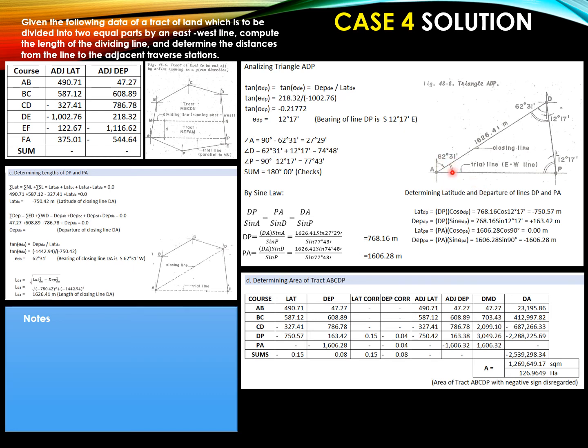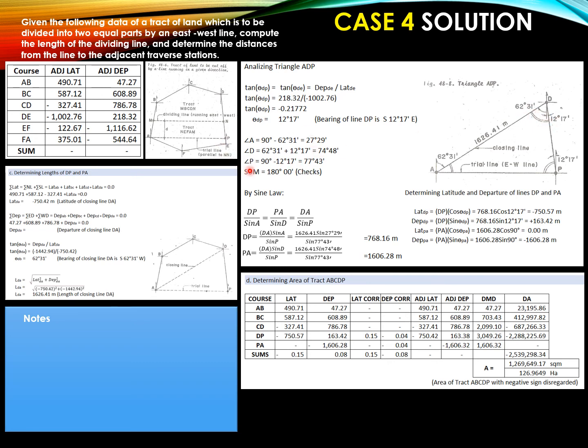Nag-minus lang siya ng 90 degrees dito kasi naka 90 degrees to. So, minus mo lang tong angle na to para makuha mo tong angle na to. Okay, so nakuha si 27 degrees, 29 minutes. And then si angle D, 62 degrees 31 minutes plus 12 degrees 17 minutes. Pinag-plus lang siya para makuha naman yung angle na to.